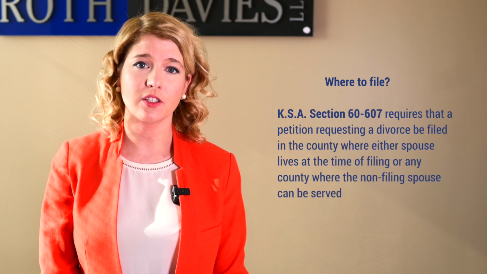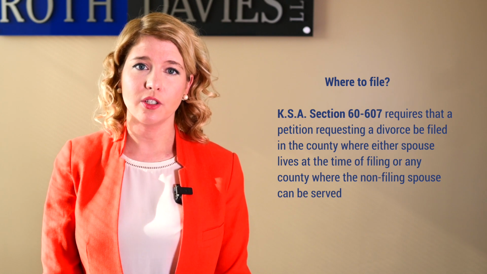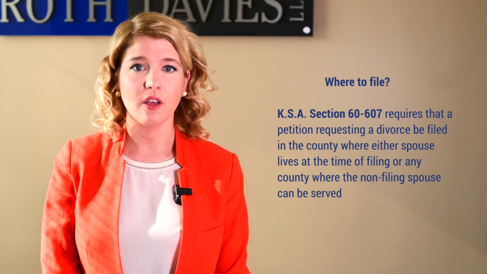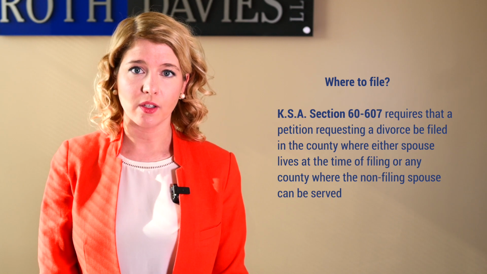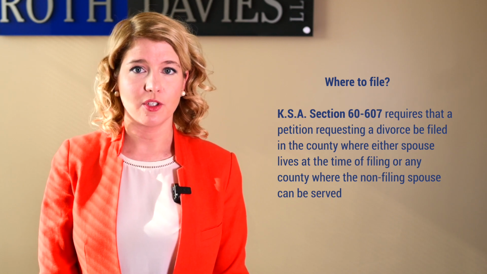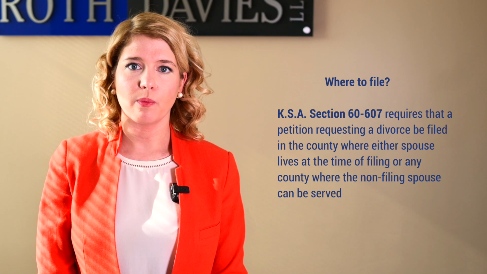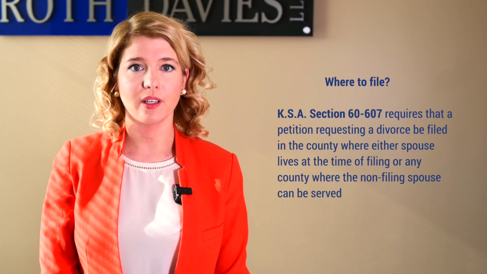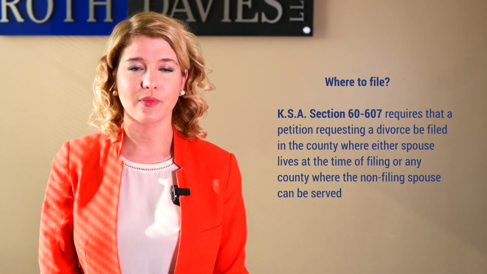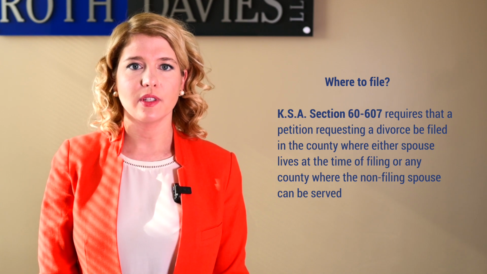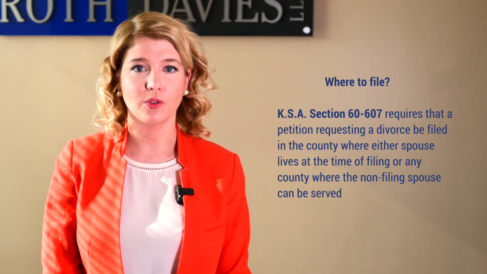The question of where to file the petition speaks to the jurisdiction and venue, and the case should be dismissed if the petition is not filed in the appropriate venue and jurisdiction. The venue for divorce is covered by K.S.A. Section 60-607. It requires that a petition requesting a divorce be filed in the county where either spouse lives at the time of filing, or any county where the non-filing spouse can be served. Issues can emerge when parties get into a race to the courthouse by recording competing petitions in different counties. The courts will consider whoever serves the other spouse first to be the party with the controlling petition.